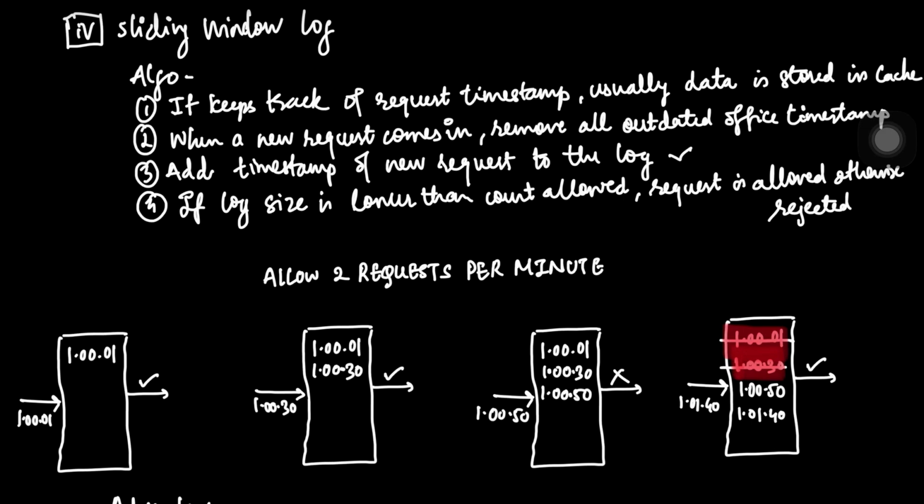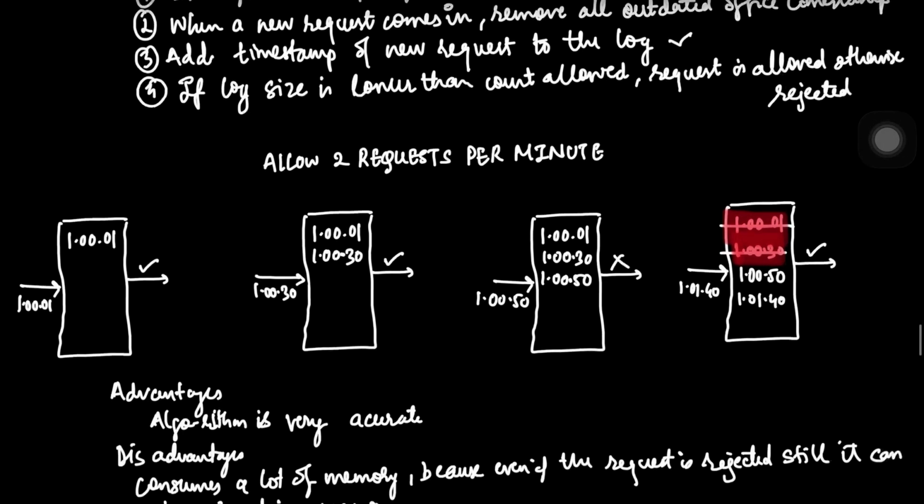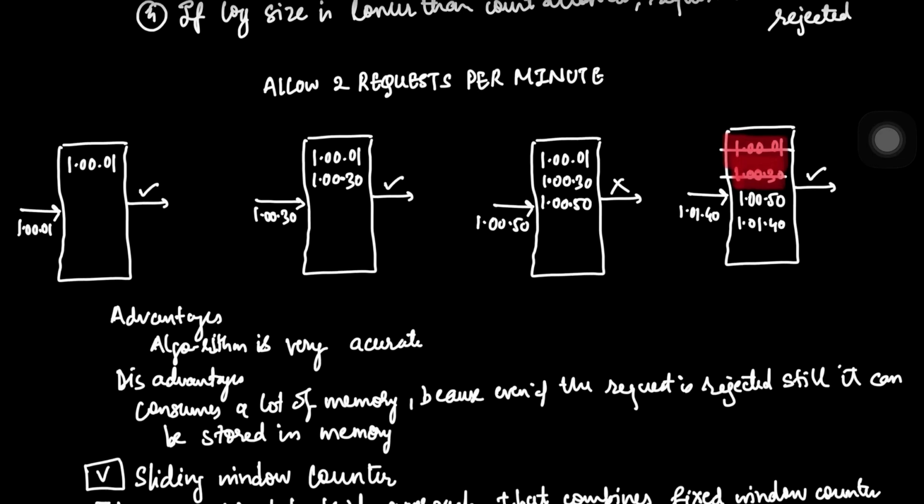Okay, so let's walk through the diagram so that you understand the algorithm. Let's say at the first second a request comes to us, so obviously one, and let's say we are allowing 2 requests per minute. At the first second we got this request, and obviously 1 is lesser than 2, so it is allowed. Now let's say at the 30th second we get one more request, and because our limit is 2, we again allow this request.